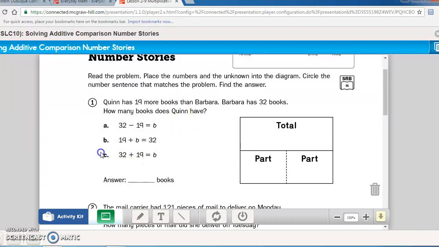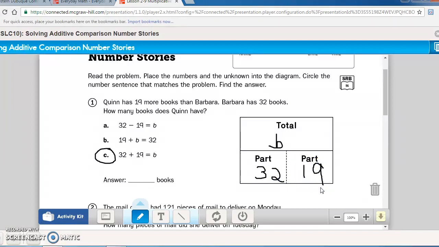You should have realized that C is the way you would set it up, 32 plus 19. We don't know what the total is, so that's going to be B. And then part was 32 and part was 19. And that's how you're going to fill this page in.